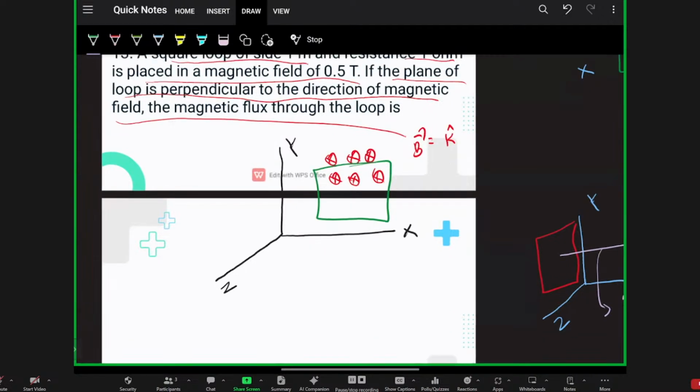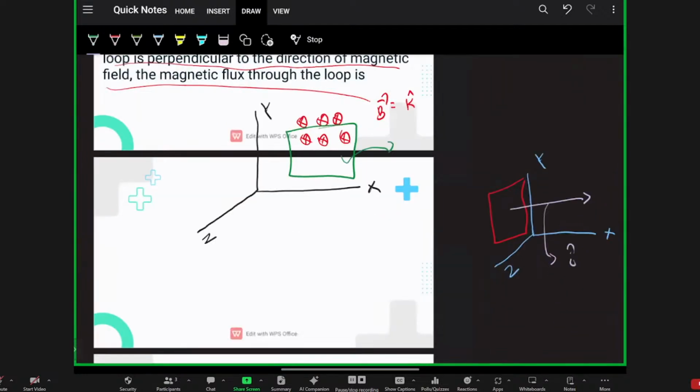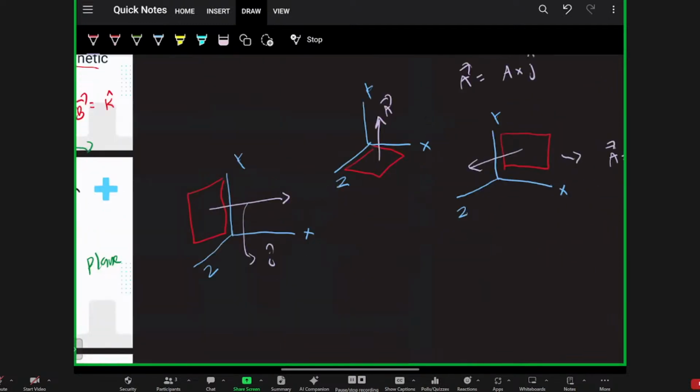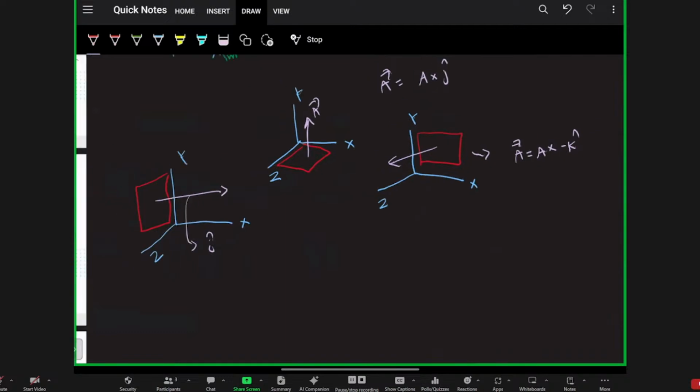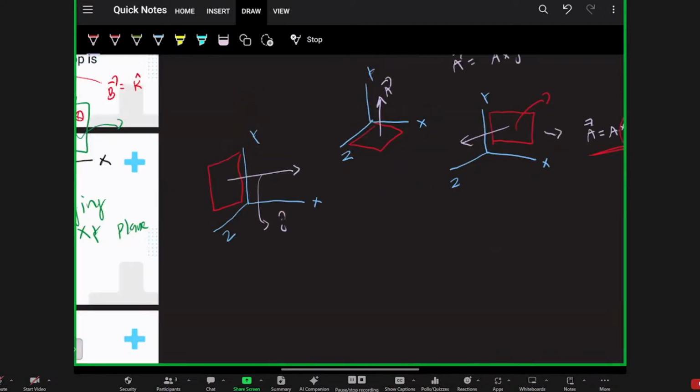Now, if this is the plane of the loop, the plane is lying in the XY plane, correct? We have discussed before, if the plane is lying in the XY plane, the area vector will be along the Z direction, that is the K cap direction.